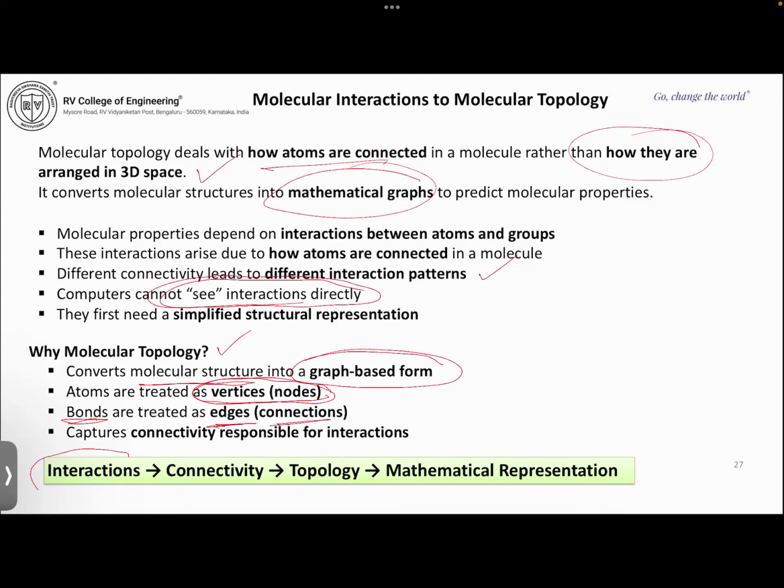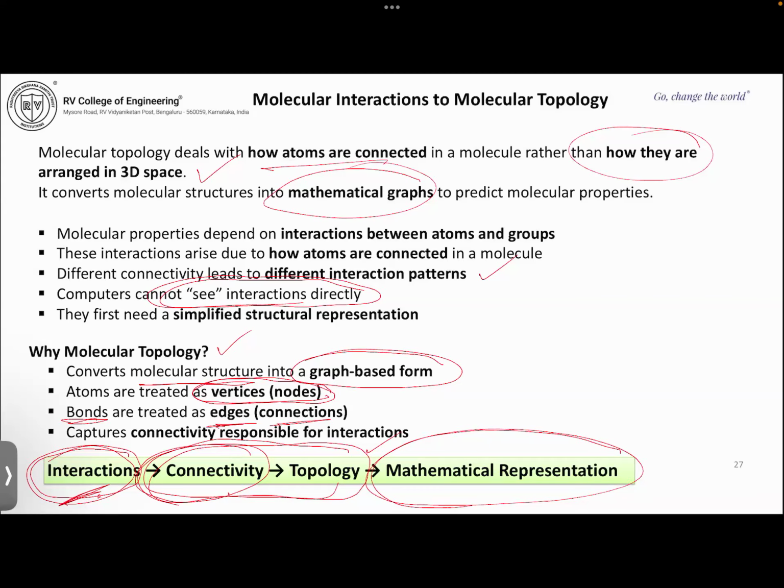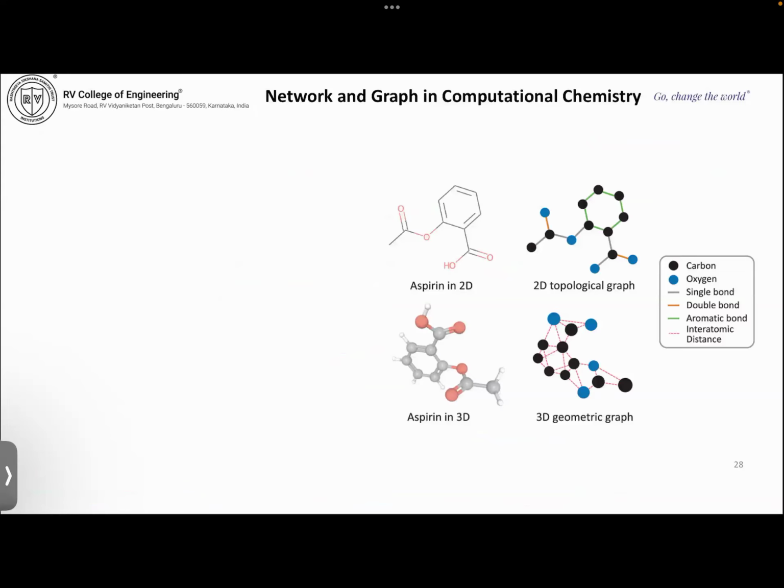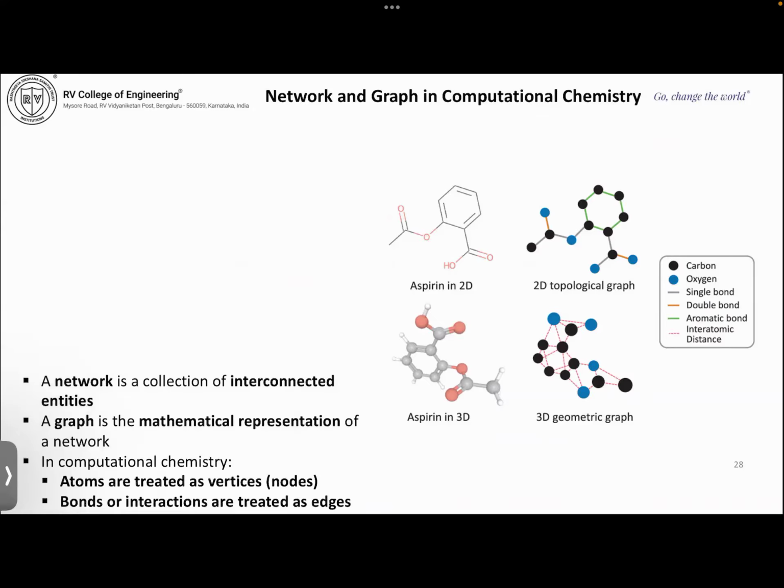So overall, the interactions that we discussed in my previous recording, the molecular interactions, covalent and non-covalent, and their connectivity, and in this recording I'll be discussing the connectivity and topology representations. Overall, molecular topology converts interactions to connectivity, connectivity to topology, and topology to mathematical representation, so that the computer can understand that. So let us understand the network and graph in computational chemistry. Of course, you have studied graph theory in mathematics with respect to various other applications, but let us understand it with respect to computational chemistry.